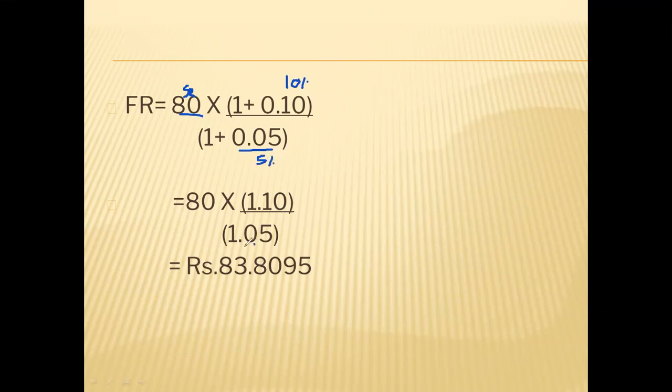Now if you solve this equation, you will get that after 1 year, the US dollar rate has become 83.80. So this will be the theoretical forward rate of the US dollar after 1 year. Today the US dollar is 80 rupees. After 1 year, it will become 83 rupees.